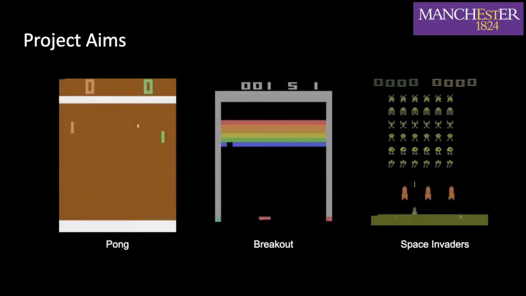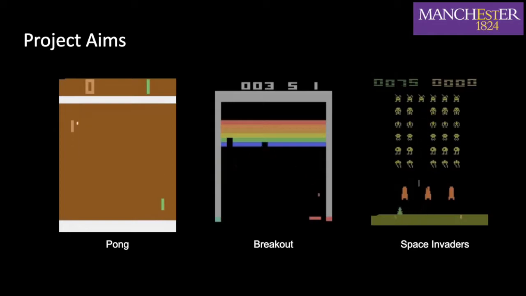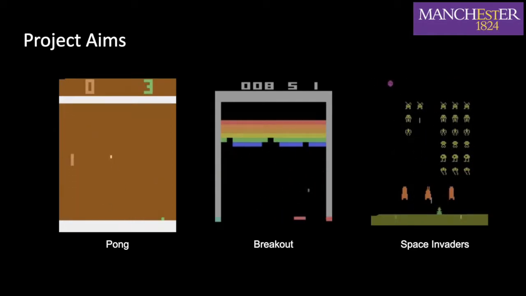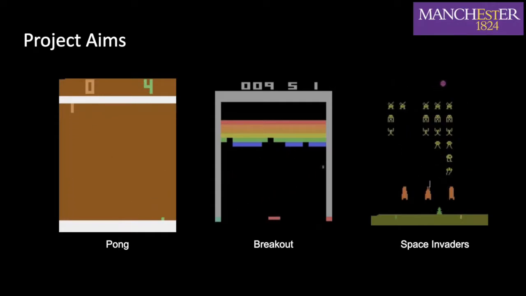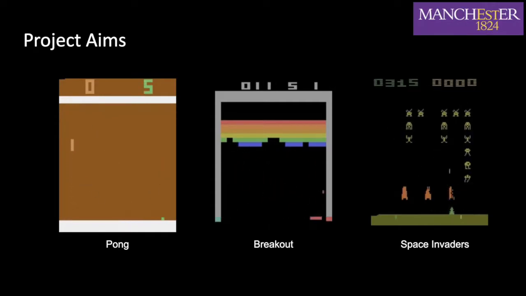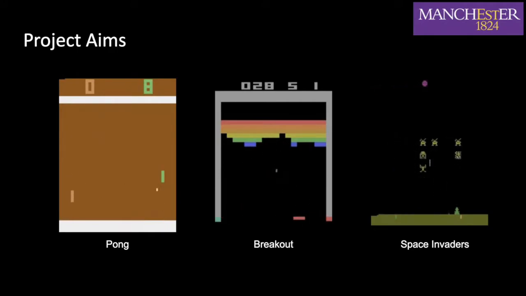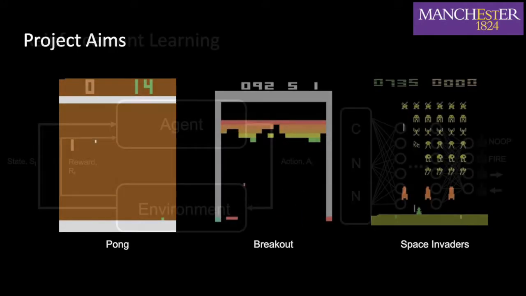So, what were my project's aims? My project was to create a reinforcement learning agent that could play 3 different Atari 2600 games, Pong, Breakout, and Space Invaders, and also to create a visualization of the internals of the trained agent so we could see what it was learning and what information the agent was focusing on in order to play the games.